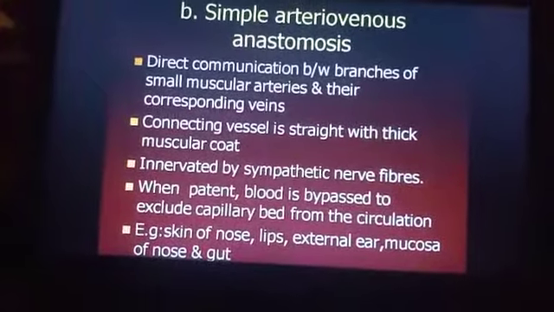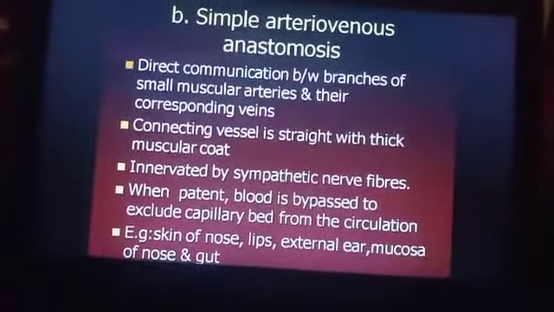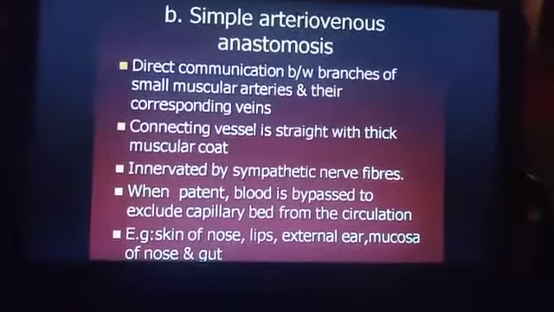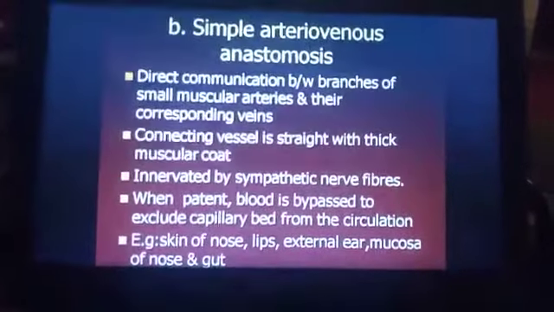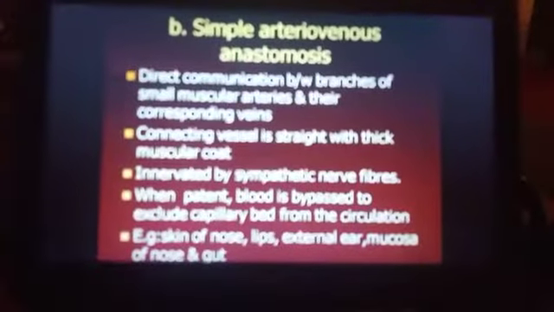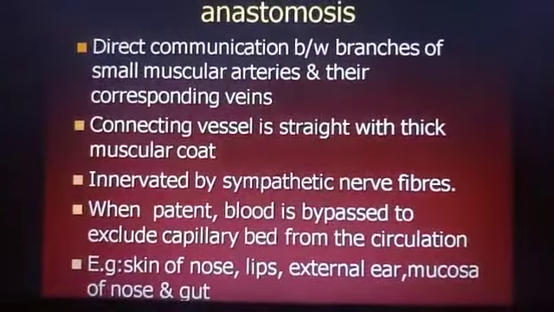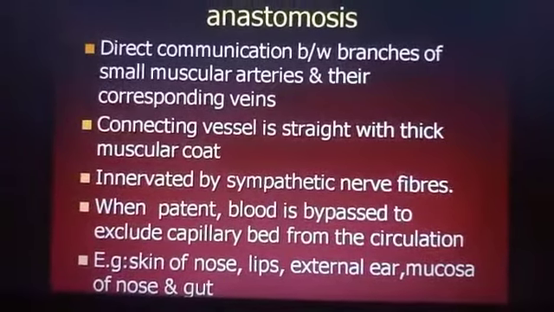Second type of the arteriovenous is the simple arteriovenous anastomosis. These are the three types of this arteriovenous. Firstly, we discussed the preferential thoroughfare channels. Second one is the simple arteriovenous anastomosis. Here there will be the direct communication between branches of the small muscular arteries and their corresponding veins.